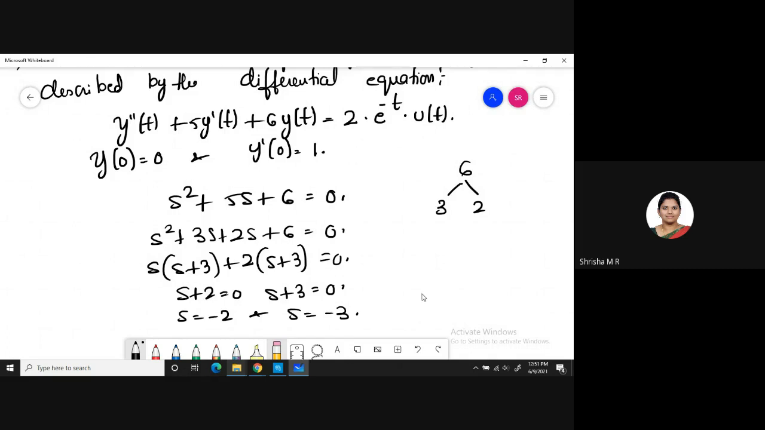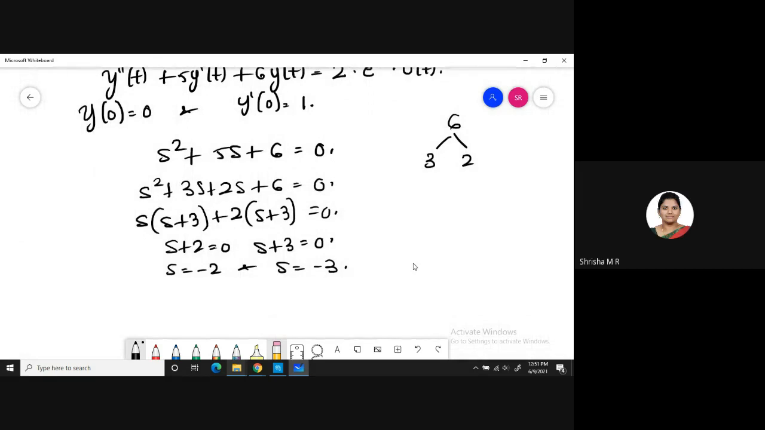Is it clear or not? Yes, ma'am. Now you take the natural response of the system. yn of t, since the roots are real and distinct, you'll have k1 into e power minus 3t plus k2 into e power minus 2t. So this is the natural response of the system. Now you have to find the constants k1 and k2 by making use of the initial conditions.